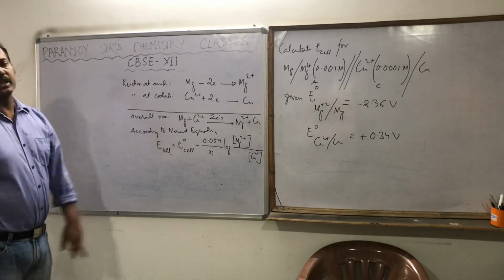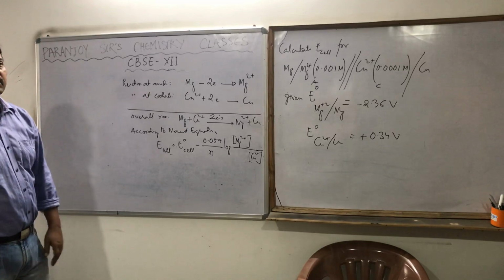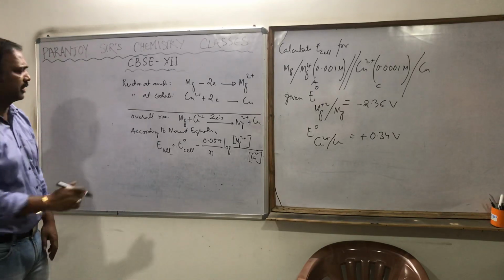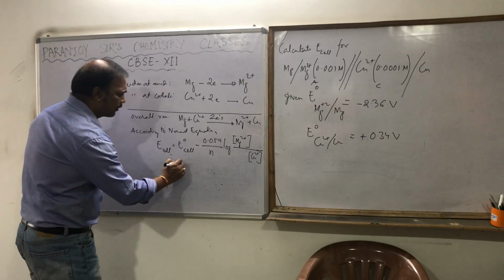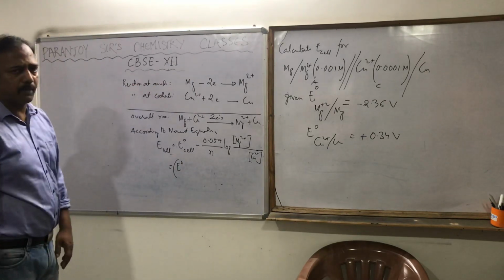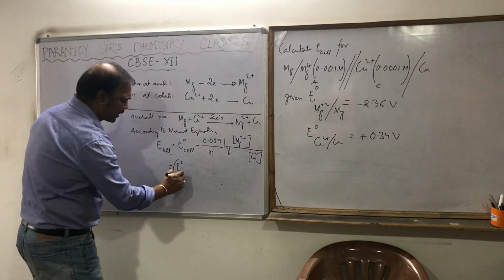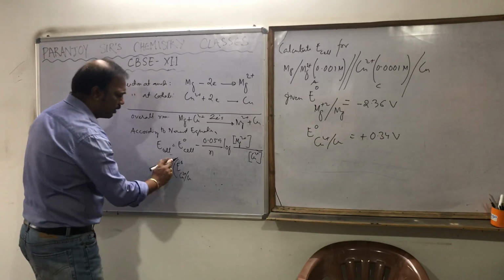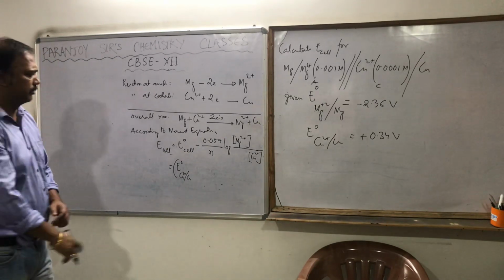Now first is E0 cell. Another concept should be very clear. E0 cell means E0 cathode minus E0 anode. So I am going to write it as E0. What is the cathode over here? The cathode is copper. Be very careful of this. What I am writing over here is E0 of Cu2+/Cu, because copper is the cathode.